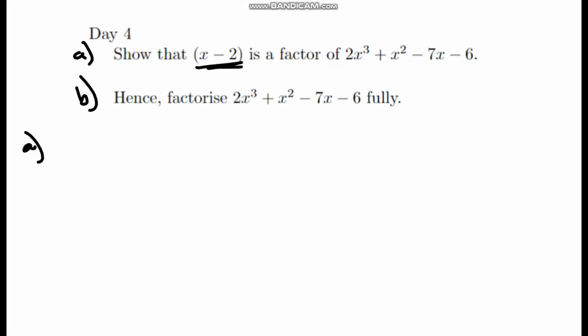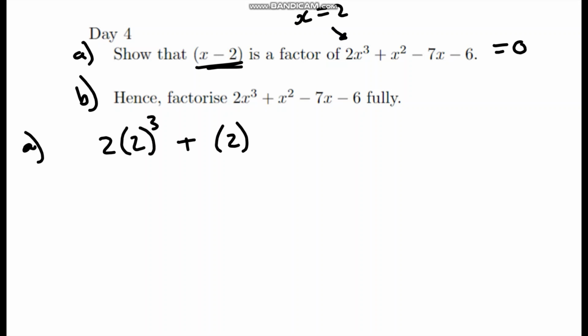Now we know that if this is a factor, if we substitute x equals positive 2 into this, it will equal 0. So we're going to substitute positive 2 into this. And what I like to do is use brackets because that shows an examiner, someone reading it, that you are substituting in that value.